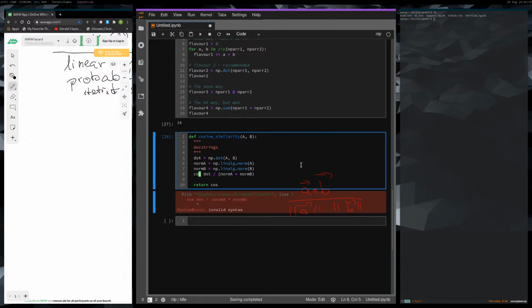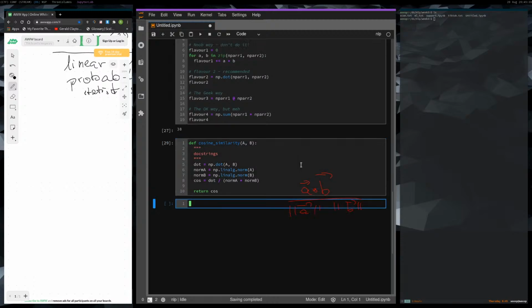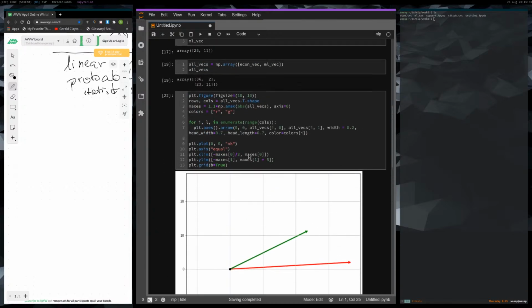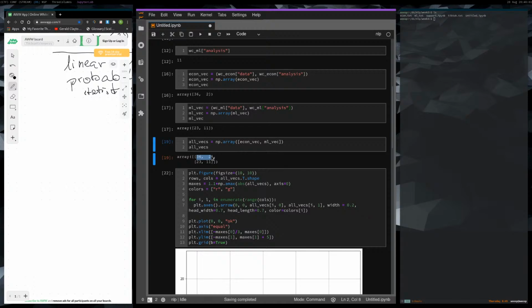Dot, yeah, I need an equal sign here. Okay? So with that in mind, we have created our vectors. Cosine similarity, and we had our vectors here, the ones that we've created.